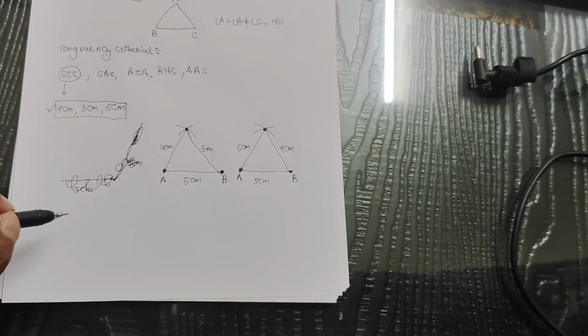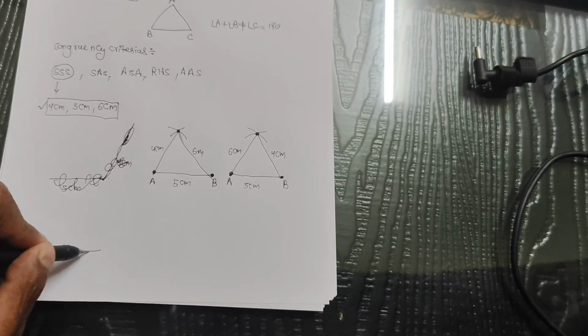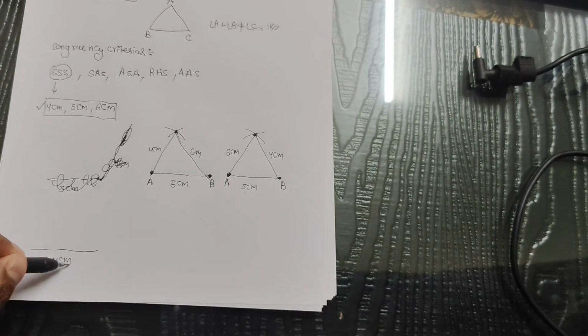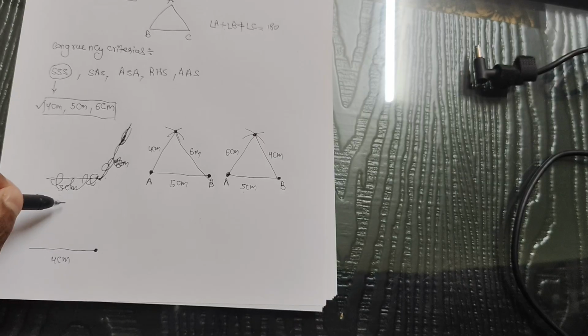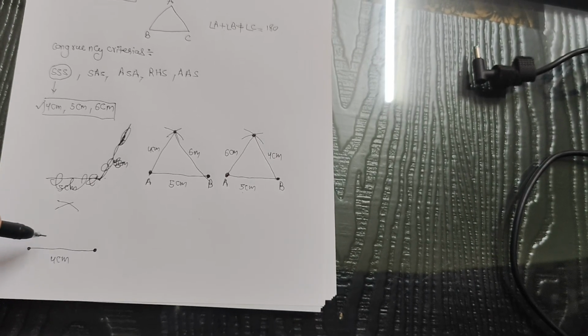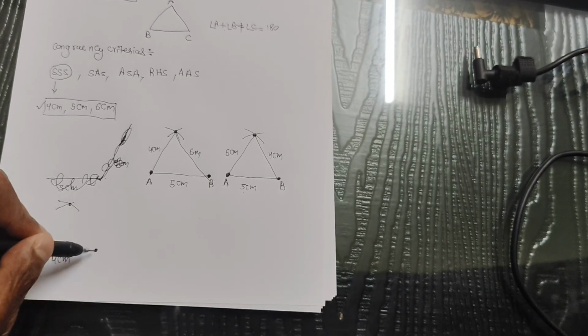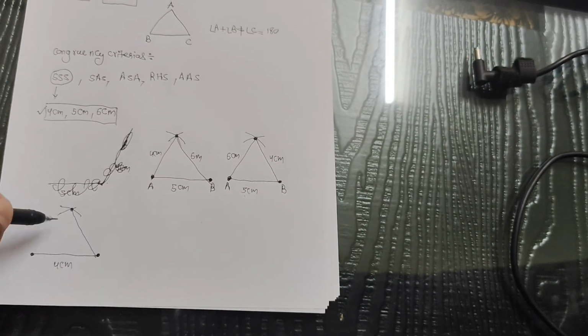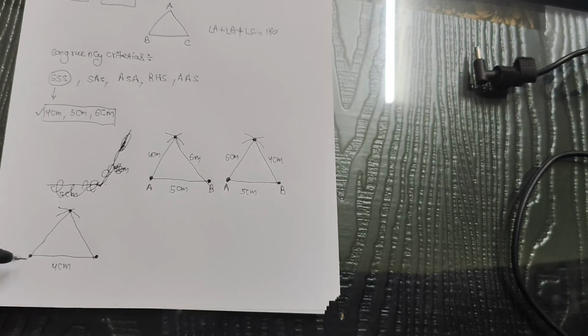And one more thing to discuss here is if I'm going to start it with 4 centimeters. If I'm taking it as a center and drawing an arc of 5 centimeters, and taking the other as a center and drawing 6 centimeters, it's a fixed point. If I'm going to join this, I'm going to get a triangle.